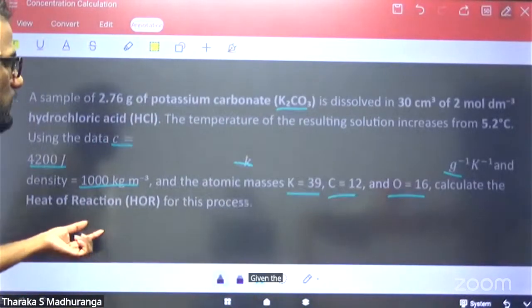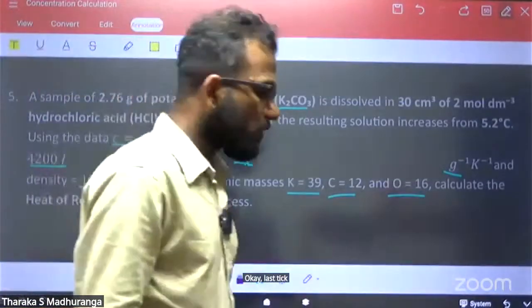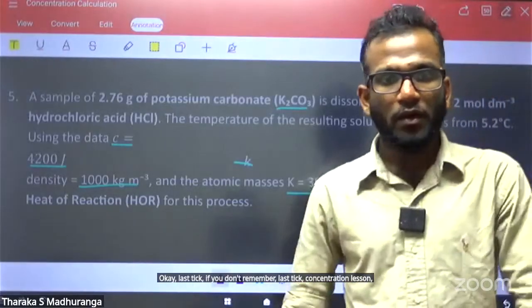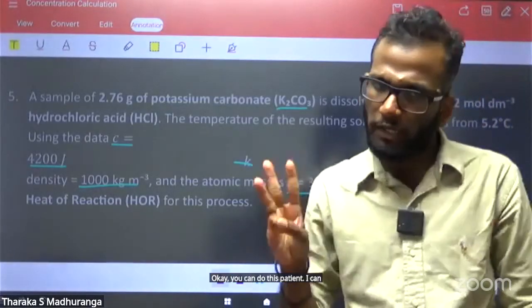The heat of reaction. Okay, if you don't remember, last week concentration lesson, you can do this question. I can give you 3 minutes, try to get this answer.